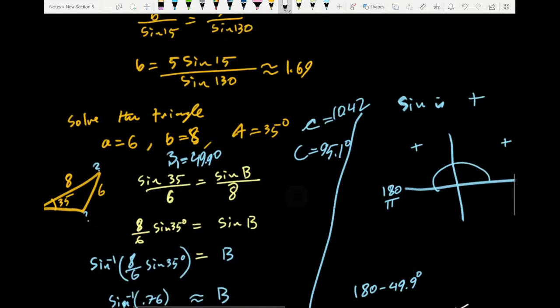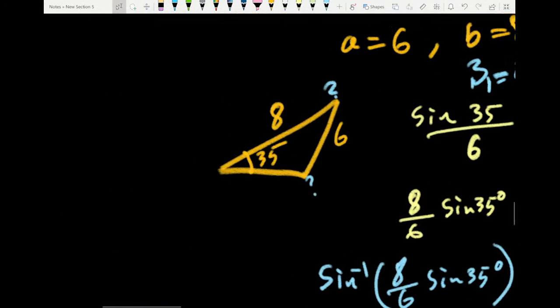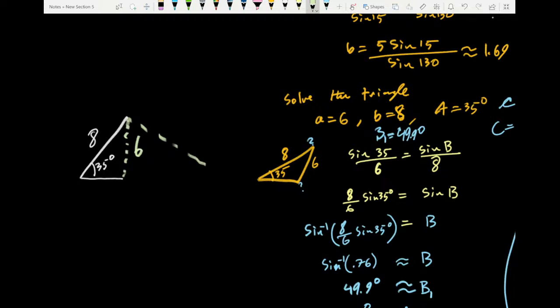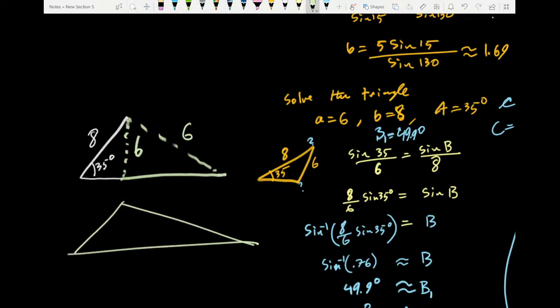So here's the reason why you can get two possible angles. When I gave you this measurement, 35 degrees, and this side C, 6, it could be this one, or it could be this one, 6. And you have these possible two triangles going on. This is the first possible triangle, and the other possible triangle is 8, 35, and 6. So we're finding the missing sides for these two types of triangles. That's why you get two possible answers.